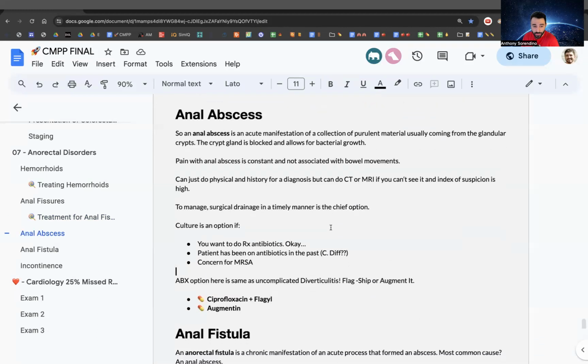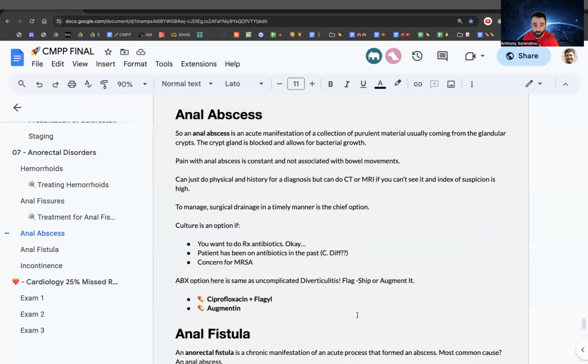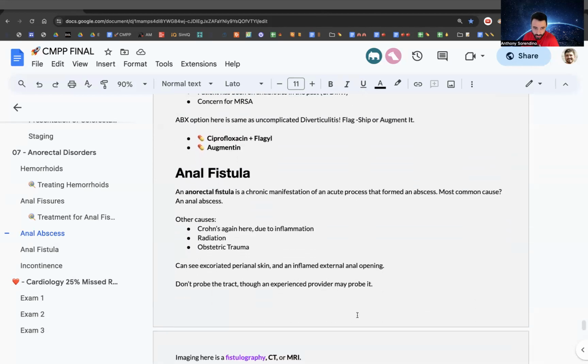Okay. Antibiotics for anal abscess are the same as for uncomplicated diverticulitis. So that's going to be Flagyl and Cipro. And then remember, Augmentin's an option as well. So same things here, with diverticulitis and the anal abscess. Just remember that. An anal fistula is a thing. This is a chronic manifestation of an acute process that formed an abscess.